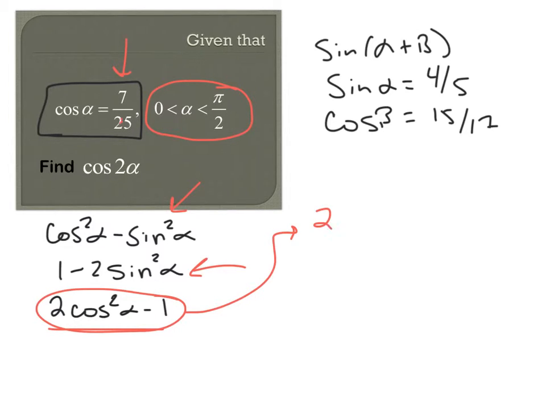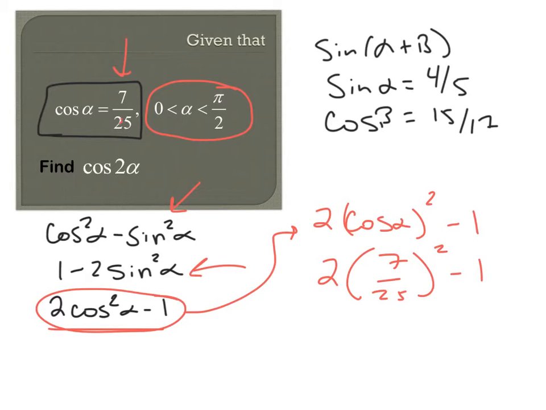And I'm going to rewrite this so we know that writing it this way is the same as how it's written in the formula. So I know cosine of alpha is 7 over 25. I'm going to square it and subtract 1. Okay, and so now it's just a basic computational problem. So as I go through this, I follow order of operations. So I have 2, 7 squared is 49, 25 squared is 625 minus 1. So I'm going to take 2 times 49, and that gives me 98.